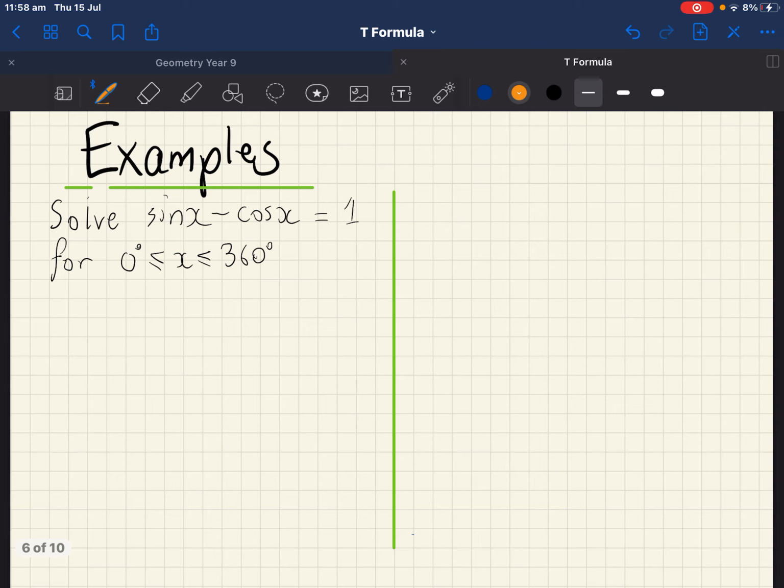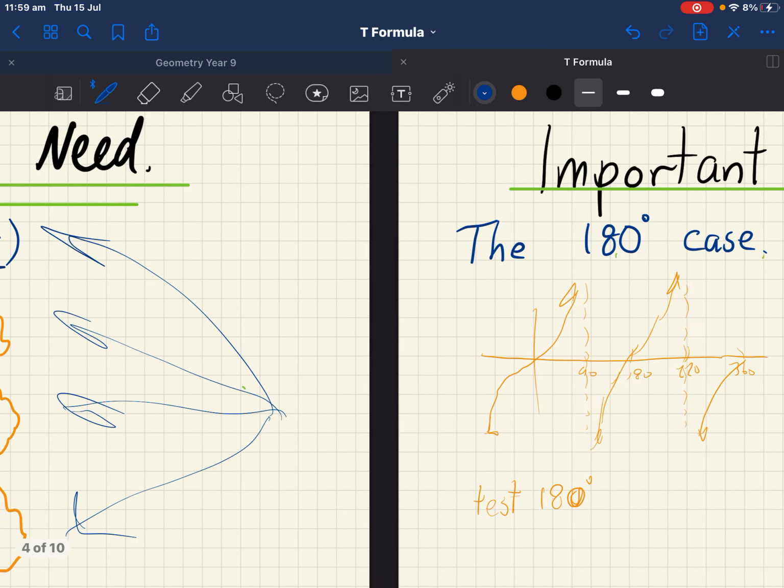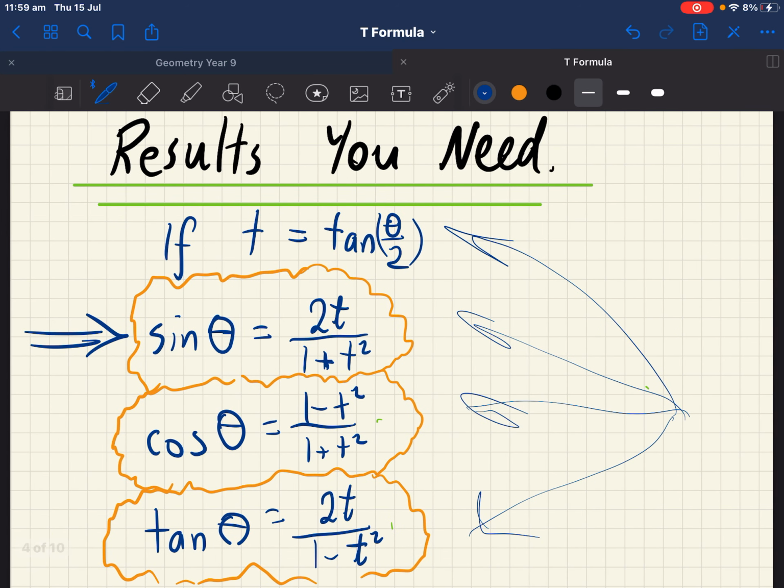Okay, so on to our first example. Sin x minus cos x is equal to 1. We want to solve this for all values of x between 0 and 360 degrees. So whenever you want to use your T-formula substitutions, you first need to state what it is you're doing. We're going to let t equal tan x on 2. So once you make that substitution, you can then freely go into your equation and replace sin x with, right, there it is there, cos x is that, tan x is that.